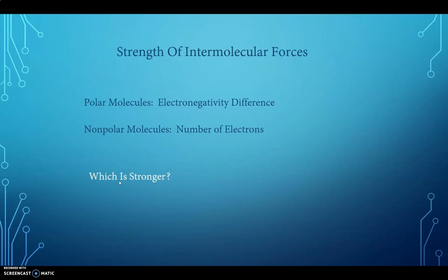So, which one is stronger, the permanent dipole in a polar molecule or the temporary dipole in a nonpolar molecule? The answer is, it depends. There is no one single answer for that question. So what we need to know is, what does it depend on? What is determining which of these two will be stronger?